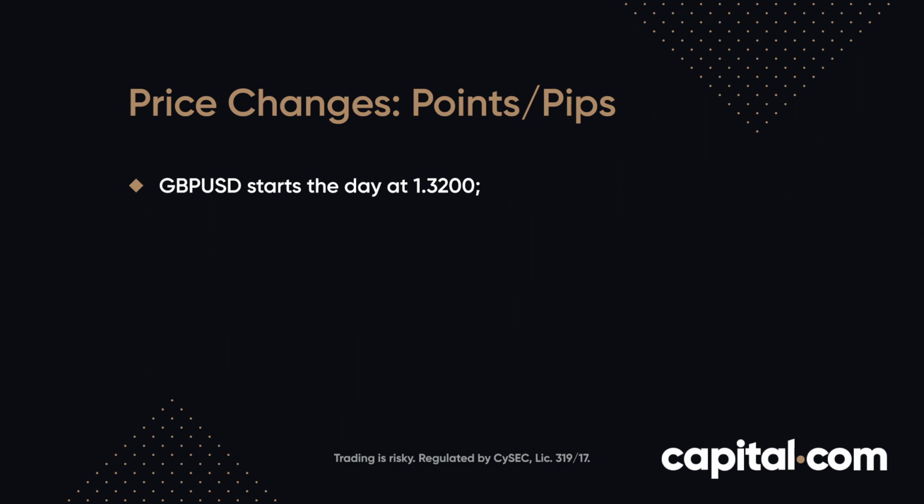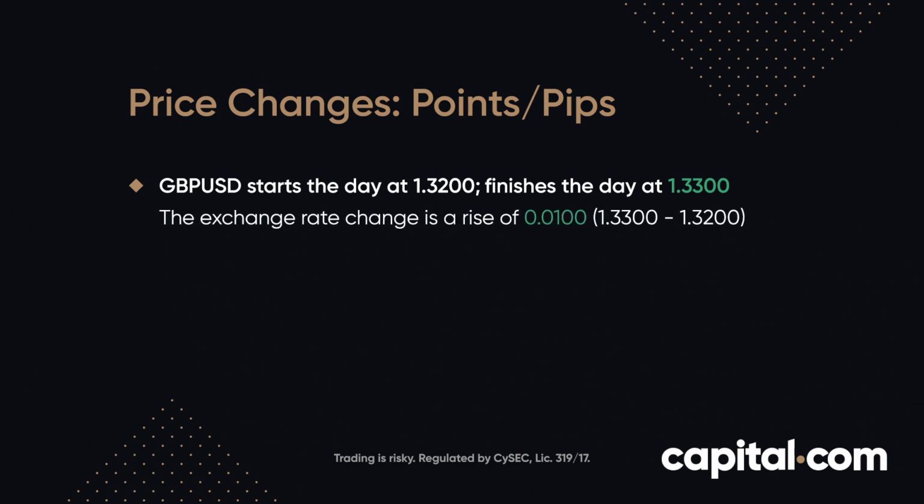So a pound is worth $1.32. By the end of the day, the exchange rate has traded up to 1.3300. So now a pound is worth $1.33. So the exchange rate change is a rise of 0.0100. I've got that number by taking where it started the day, 1.32, away from where it ended the day, 1.33. So we've seen a change of 0.0100. But in Forex terminology, that's a 100-point move.